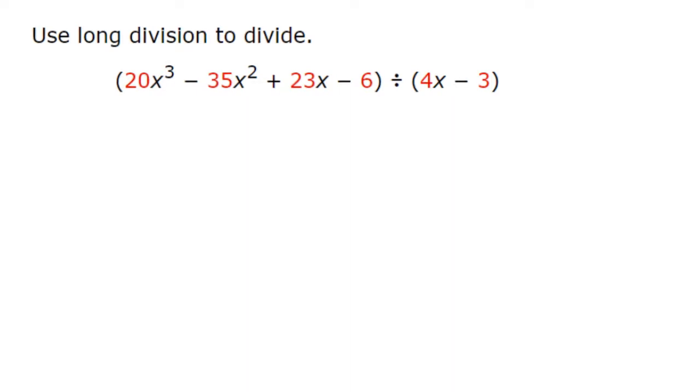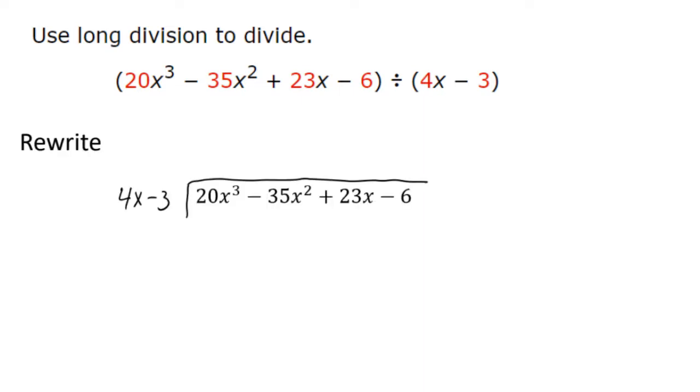So 20x cubed minus 35x squared plus 23x minus 6. Okay, I'm going to divide this polynomial by 4x minus 3. So this is my divisor, this is my dividend, okay? I like to divide old-fashioned by doing that little house that I drew earlier. I'm going to put my divisor outside, 4x minus 3, and divide it into this polynomial, 20x cubed minus 35x squared plus 23x minus 6. And I go through that same process.